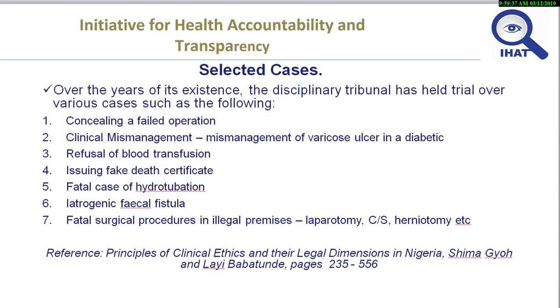There are cases of fatal surgical procedures in illegal premises where laparotomies, cesarean sections, and nephrectomies were performed. For details on these cases, you may wish to refer to Principles of Clinical Ethics and Their Legal Dimensions in Nigeria, published by SKGO and Lai Babatunde, and specifically to pages 235 to 556.